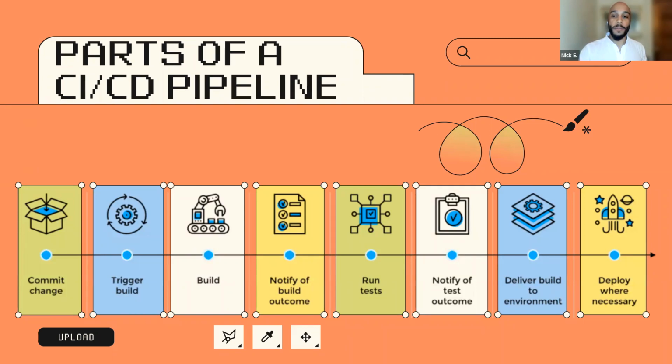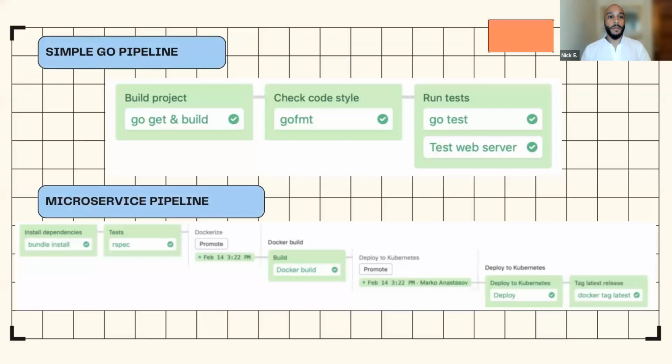Now, I'm going to go ahead and show you guys, everyone watching here, just two examples of what a simple and a slightly more complex pipeline can look like. As you can see up top, that's just an example of a Go project pipeline. It'll compile the code, it'll check the style, and then it'll run automated tests in parallel jobs, again, to save time. Below it, you'll see another pipeline that builds, tests, and deploys a microservice to a Kubernetes cluster.